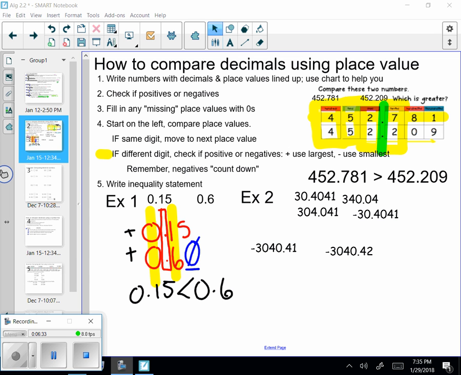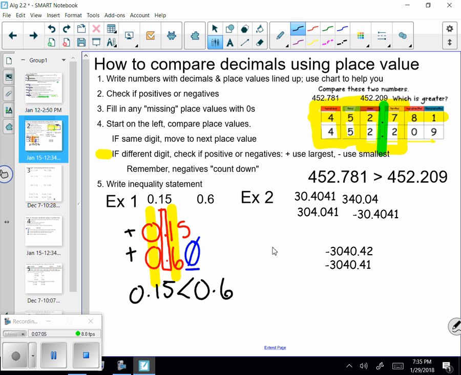It is a bit more difficult when we have 2 negative numbers because we have to think about which one is closest to 0, because they feel like they count down. So let's try negative 3,040 and 41 hundredths compared to negative 3,040 and 42 hundredths. First, we're going to line up our decimals. Boop, they're lined up. Then we're going to check. Is one positive, one negative? Darn, they're both negative, so we have to keep working.